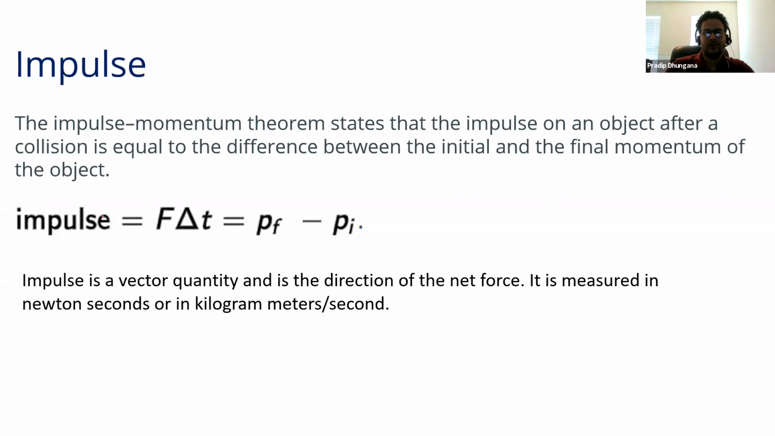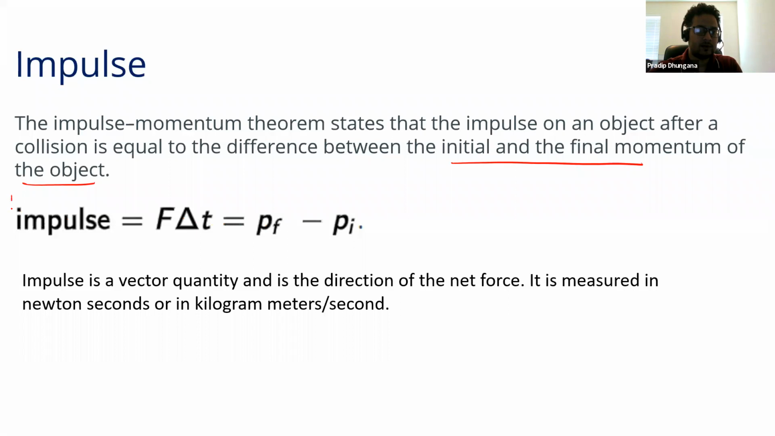Let's go through the definition of impulse. And then after that, we'll go to another lesson. The impulse momentum theorem states that impulse on an object after the collision is equal to the difference between the initial and final momentum of the object. That means the difference between initial and final momentum of the object is called impulse. And also impulse is the product of force of impact and the time interval in which that impact takes place.